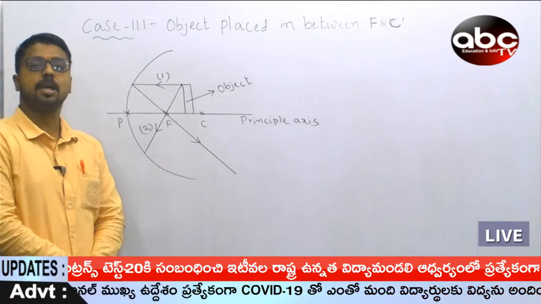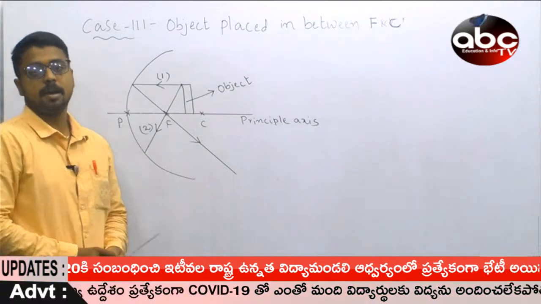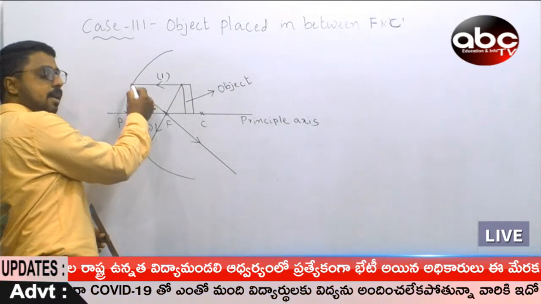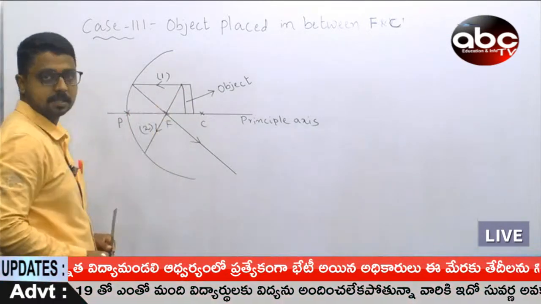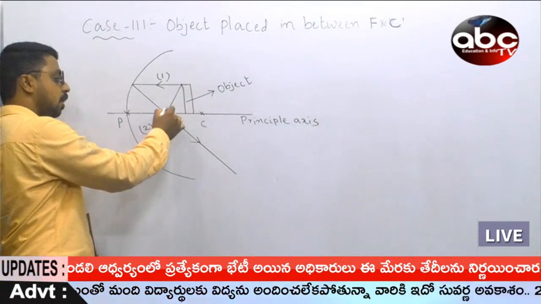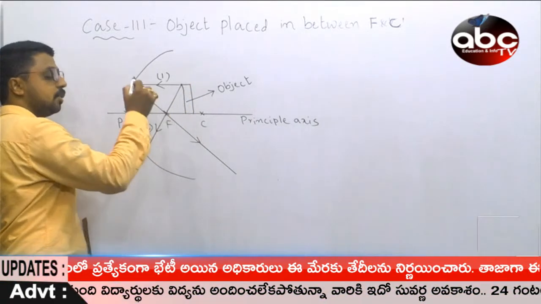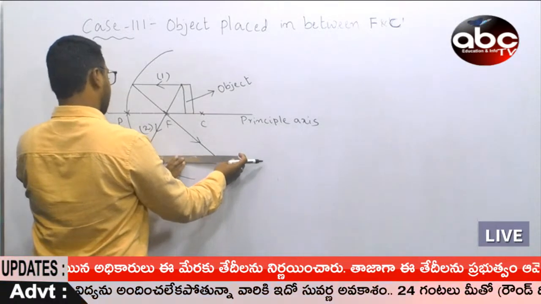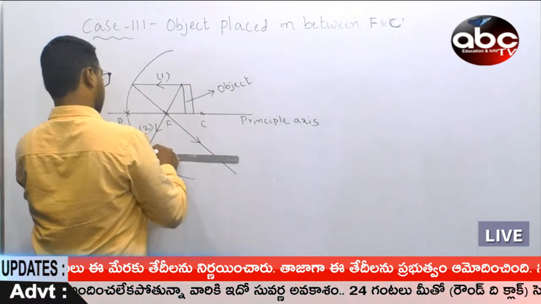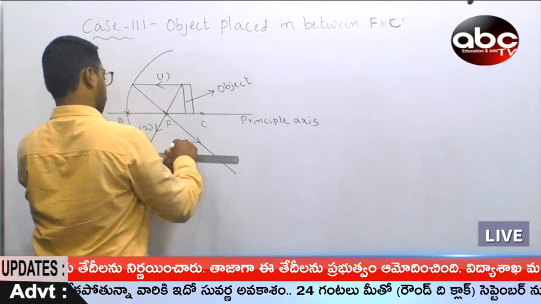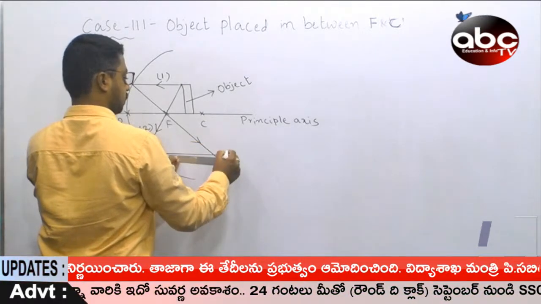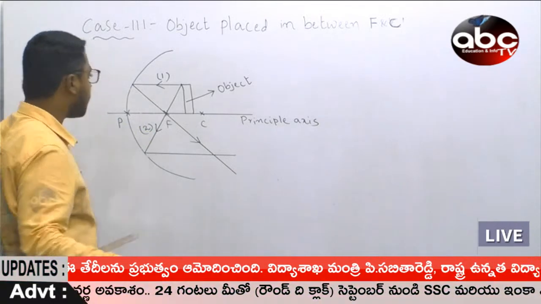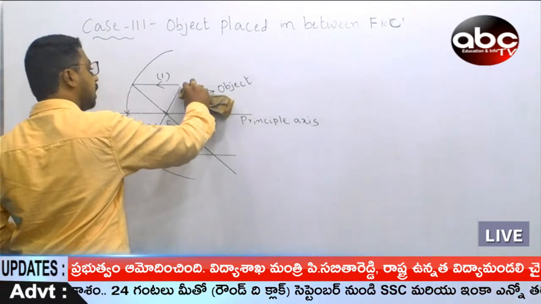So as usual we have taken two types of rays. What are the two types of rays? The first one, the parallel ray, which is passing towards the focus, whereas the second one is an anti-parallel ray passing through the focus, and then it is getting reflected. So what is that going to reflect?